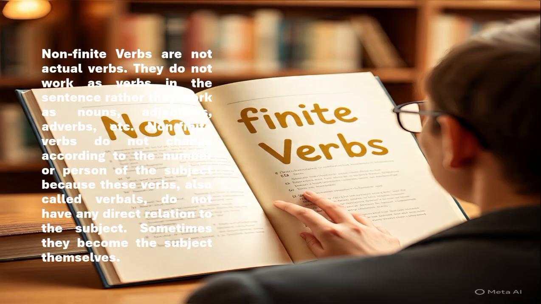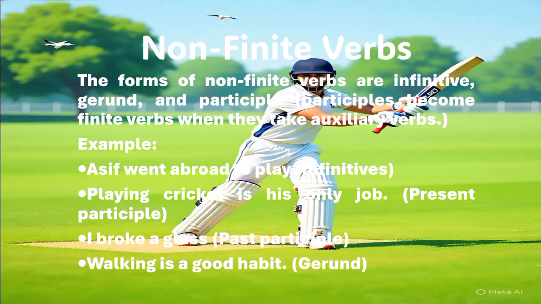2. Non-finite verbs. Non-finite verbs are not actual verbs. They do not work as verbs in the sentence, rather they work as nouns, adjectives, adverbs, etc. Non-finite verbs do not change according to the number or person of the subject because these verbs, also called verbals, do not have any direct relation to the subject. Sometimes they become the subject themselves. The forms of non-finite verbs are infinitive, gerund, and participle. Participles become finite verbs when they take auxiliary verbs.